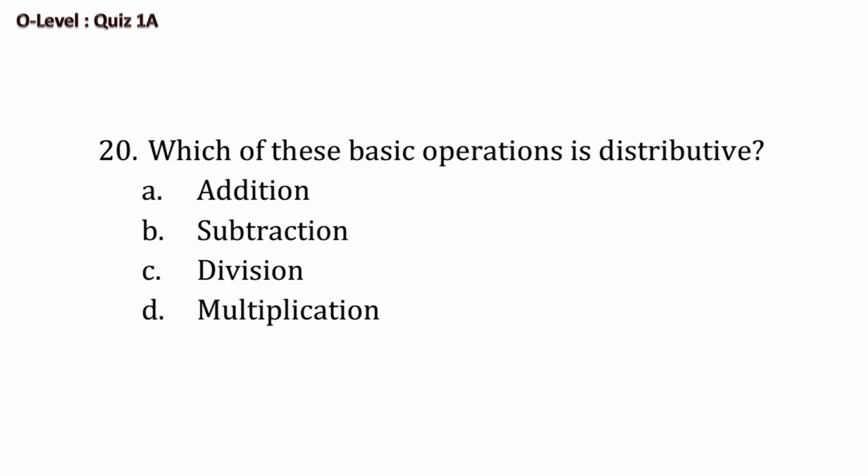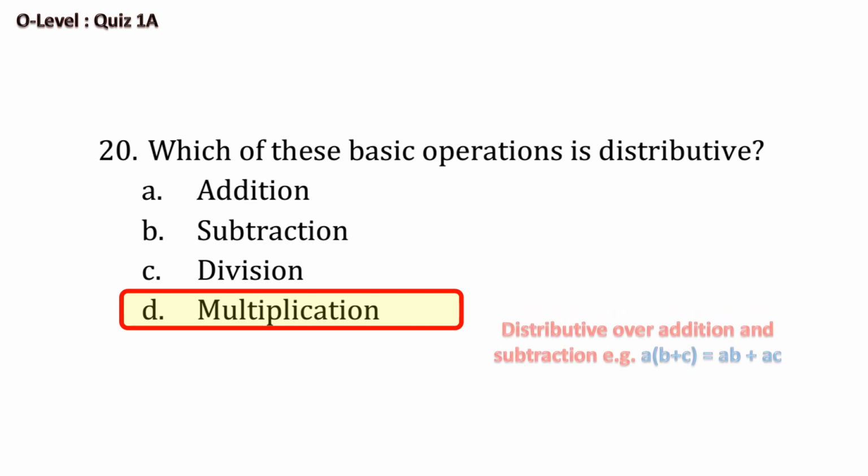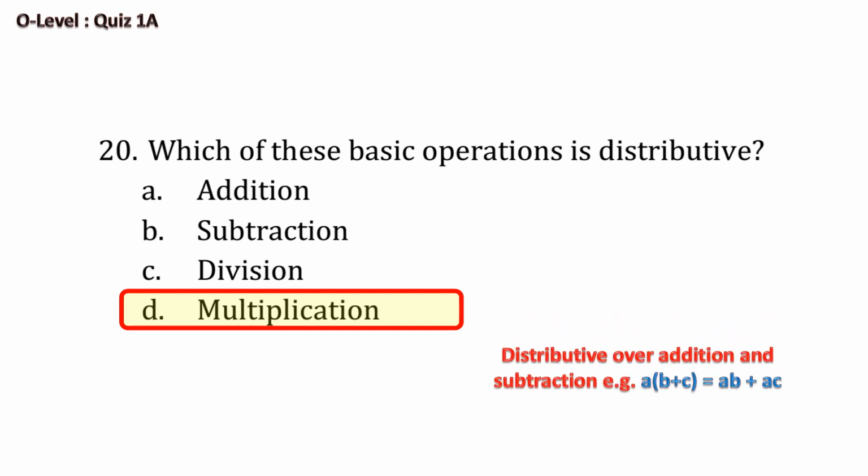Question 20, which of these basic operations is distributive? Multiplication is distributive over addition and subtraction, and only multiplication has this property. For example, a into b plus c is the same as a times b plus a times c. And you can see that example, the same with subtraction if you replace the plus by minus.